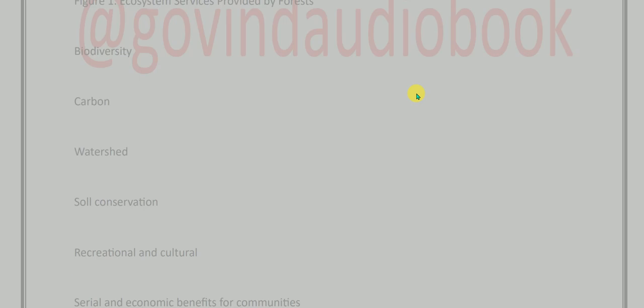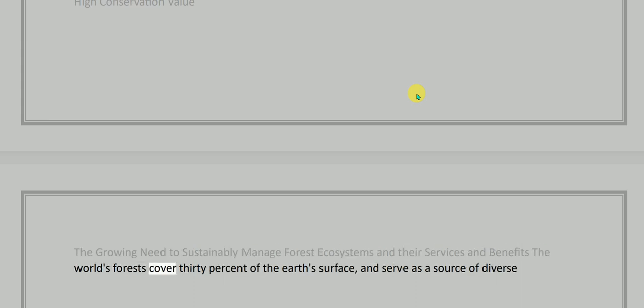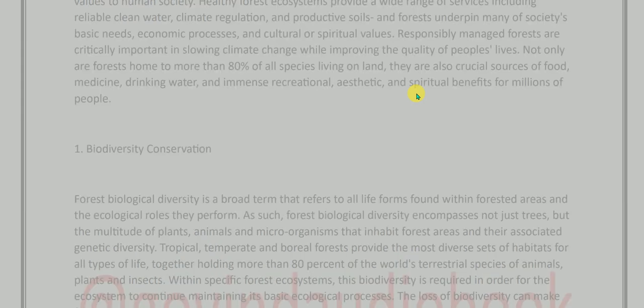Figure 1. Ecosystem services provided by forests: biodiversity, carbon, watershed, soil conservation, recreational and cultural, social and economic benefits for communities, high conservation value. The growing need to sustainably manage forest ecosystems and their services and benefits. The world's forests cover 30% of the Earth's surface and serve as a source of diverse values to human society. Healthy forest ecosystems provide a wide range of services including reliable clean water, climate regulation, and productive soils, and forests underpin many of society's basic needs, economic processes, and cultural or spiritual values.